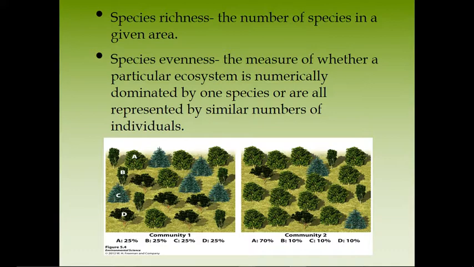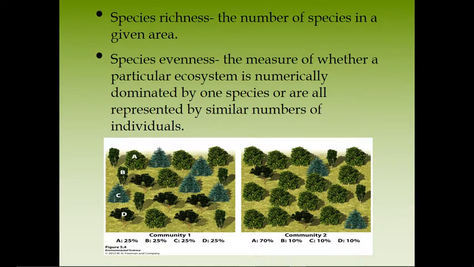Okay, so for this first term, species richness is the number of species in a particular area, whereas species evenness is the measure of whether an ecosystem is dominated by one species or spread out evenly by a species. If you look at the picture on this slide, community 1 has a high species evenness because the ecosystem is evenly split in terms of the species. Okay, it's 25%, 25%, 25%, and 25%.